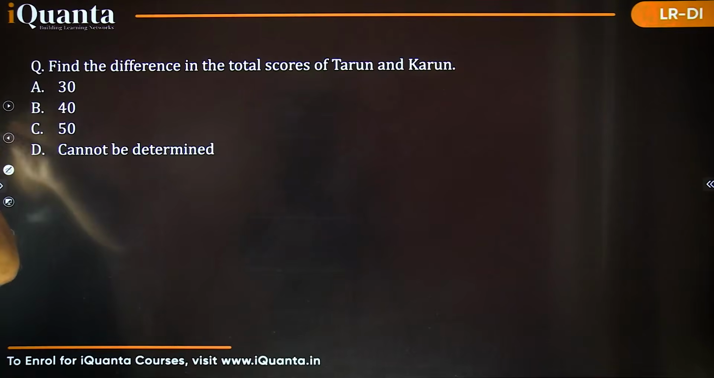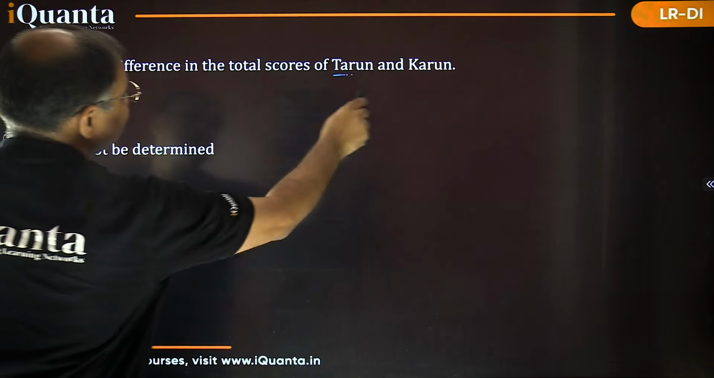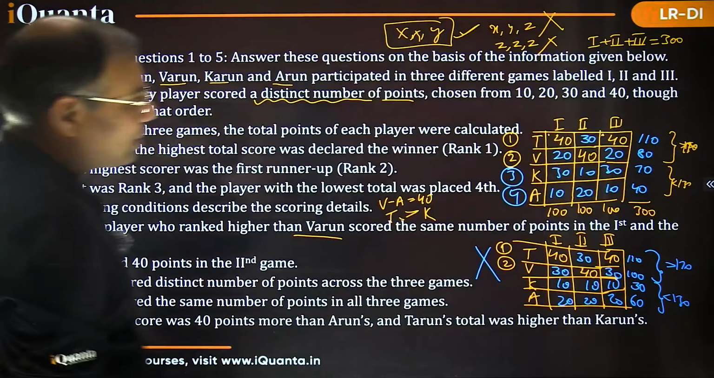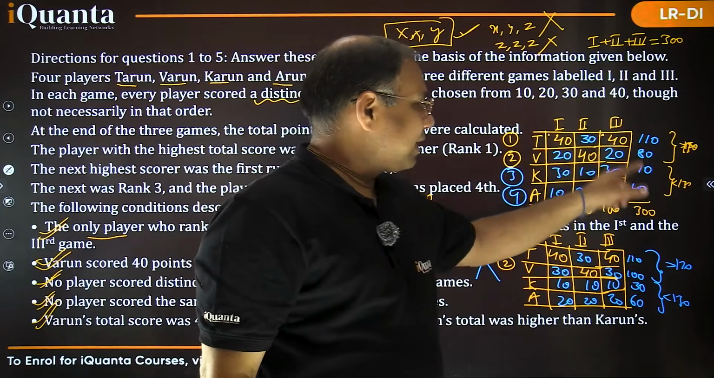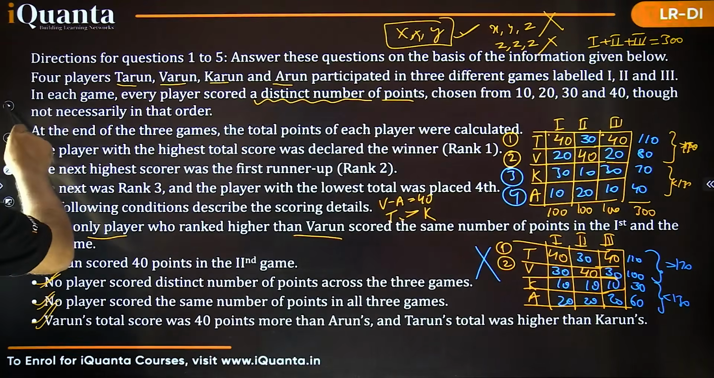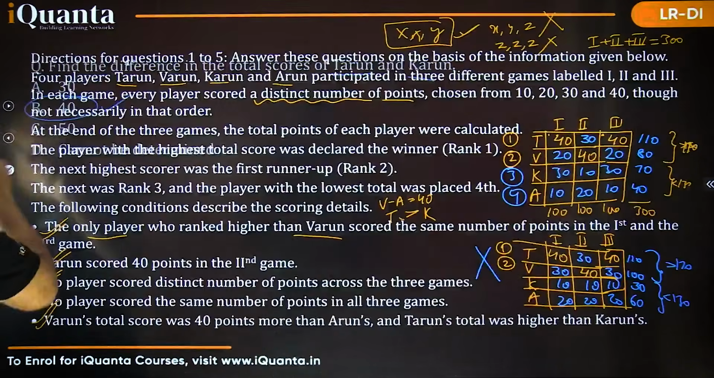So the first question on your screen is here. Find the difference in the total scores of Tarun and Karun. So T and K's total difference. This case is already negative. This is the only case. T is 110, K is 70. So 110 minus 70 is how much? It's 40. Simple question, right? So the answer to this first question is 40. So option B is the right answer.